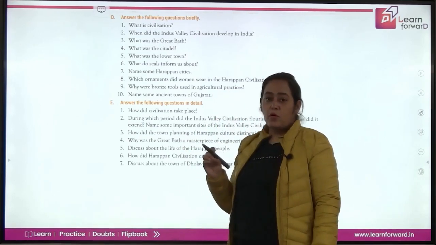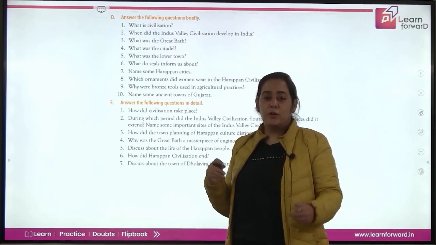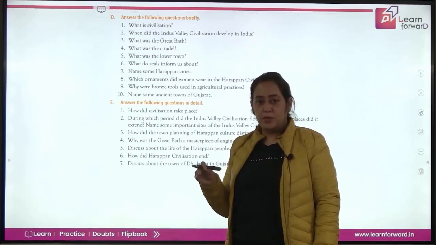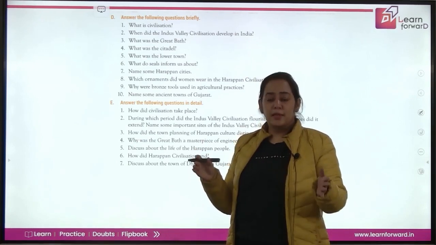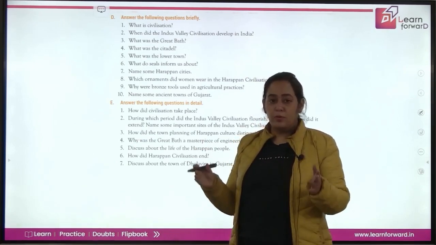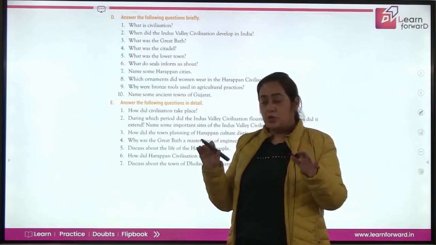Great Path was an oblong structure in which the Great Path was depicted. It was used for religious purposes. It was surrounded by this and then they had steps on the south. It was covered by bitumen.